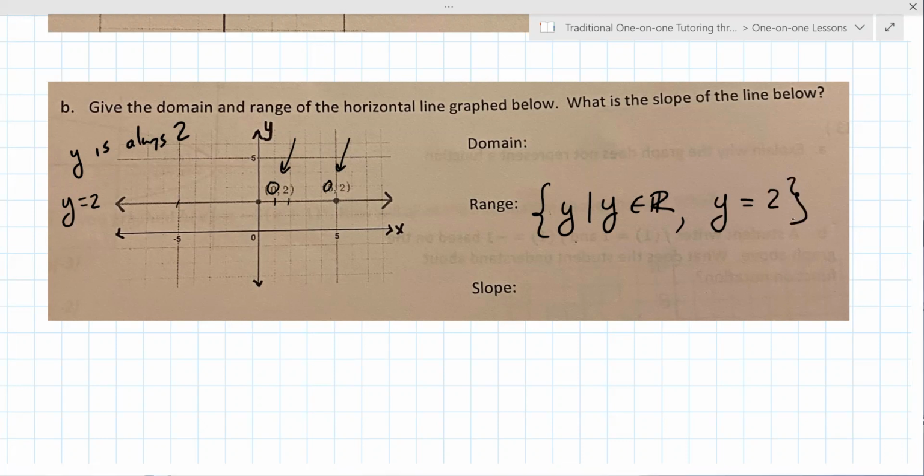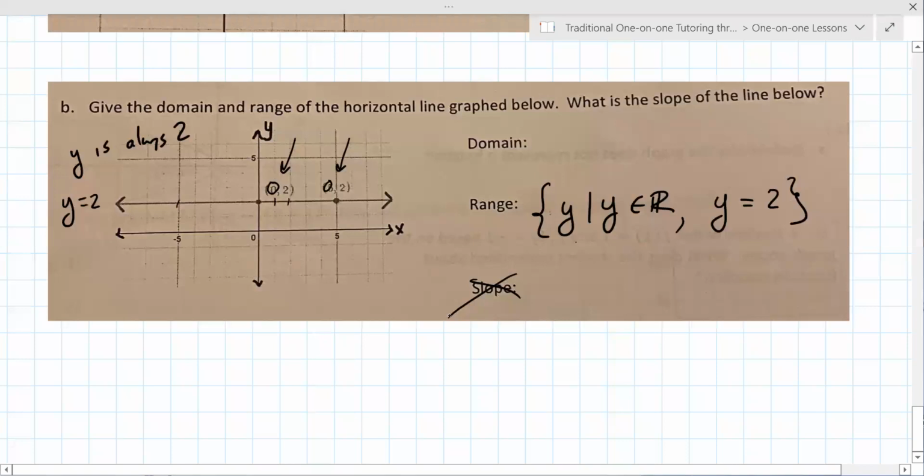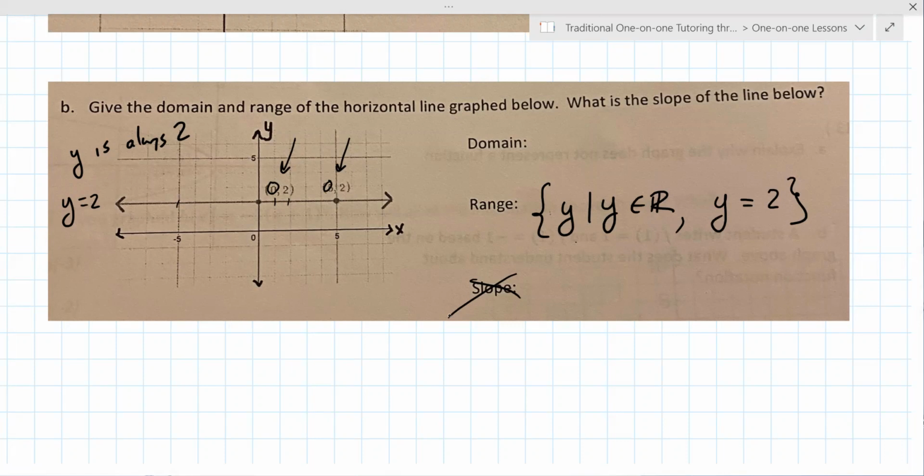You have to find the slope, right? We'll deal with that in a moment. Just domain and range for now. If you use the words I'm saying, it will help you remember, because Y is always 2 means Y equals 2.